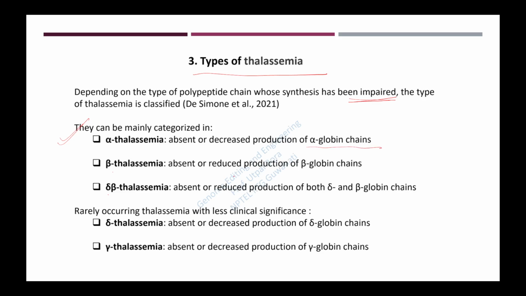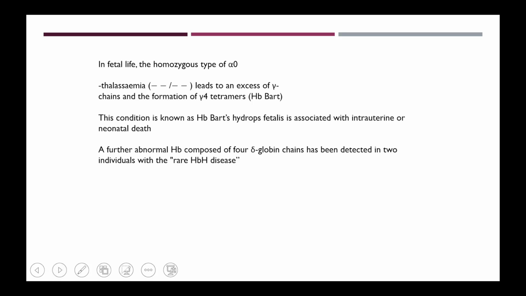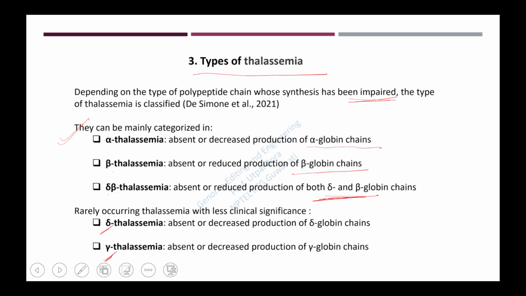In beta thalassemia, we have either absent or reduced production of beta globin chains. In delta-beta, there is reduced production of both delta and beta globin chains. Then we have the rarely occurring thalassemias that include only delta thalassemia and gamma thalassemia, with decreased production of any of these globin chains. So the most common types among these are alpha and beta.